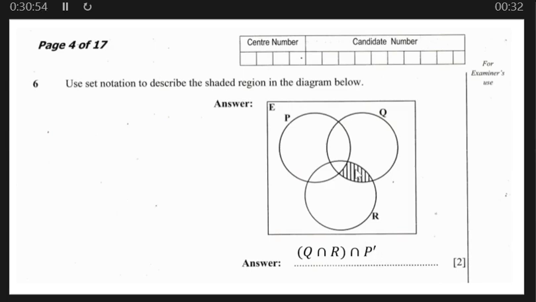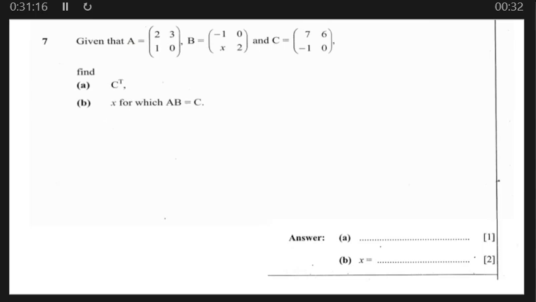So these members here, the Q and R intersection, are the ones shaded here. We put them together, then excluding those that are in P. All right, so that's how you are supposed to answer this one. Then let's move to another question.